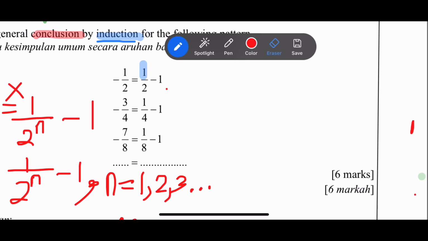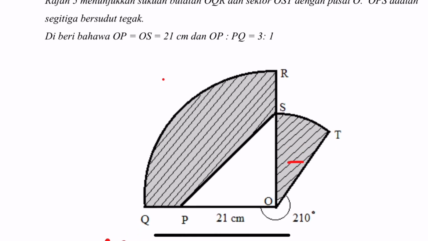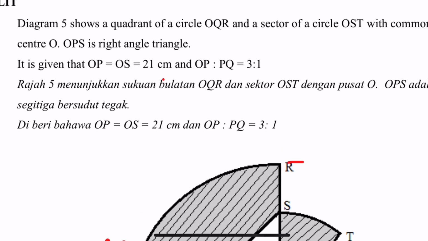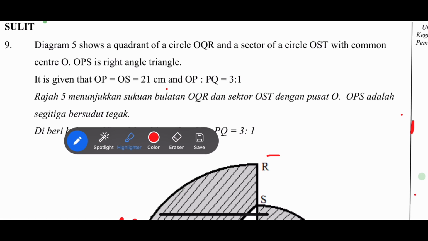Now we will proceed to the next question. Okay, this question is quite easy. It's about circle. So we will actually study the question first. Diagram 5 shows a quadrant of circle OQR and a sector of circle OST with a common center O. OPS is a right angle triangle.